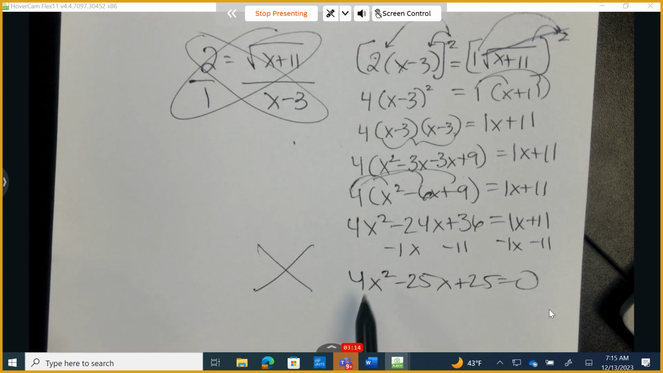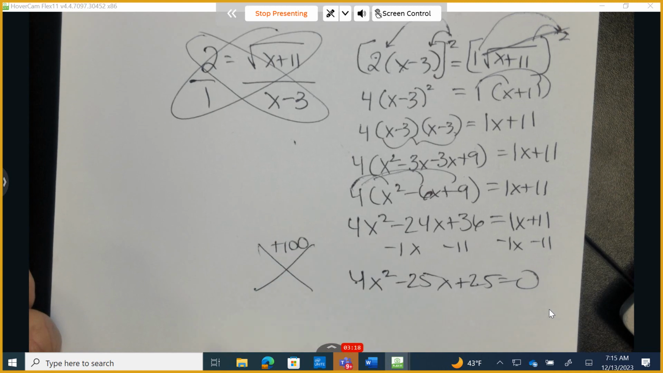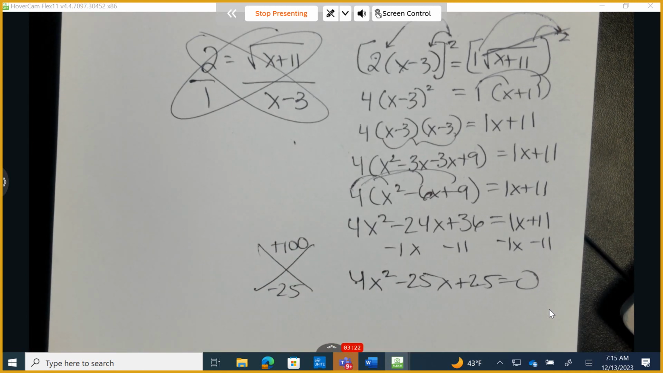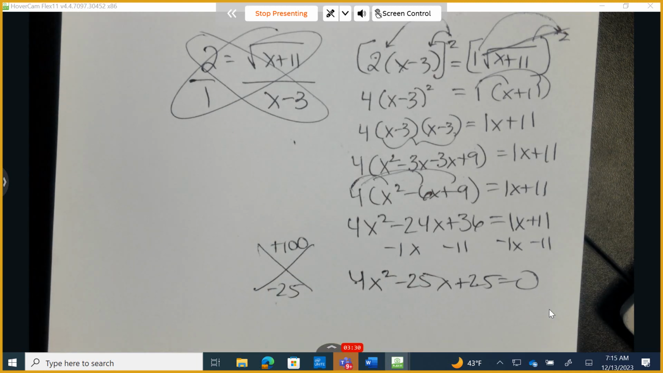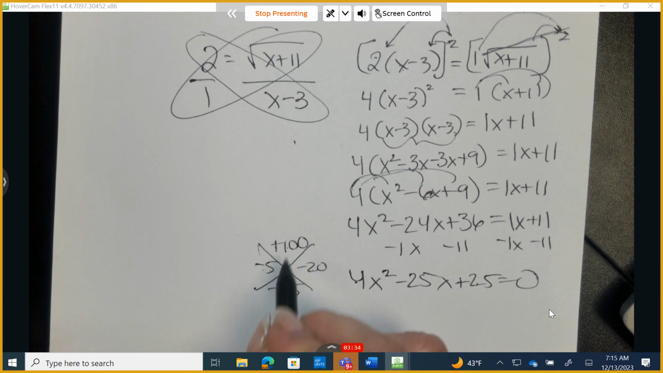Let's see if we can factor. 4 times positive 25 is positive 100. I'm looking for two numbers that multiply to equal positive 100 and combine to equal negative 25. So they're going to be the same sign. Is that correct? Let's see, negative 5 and negative 20. Does that work? Multiply and combine.